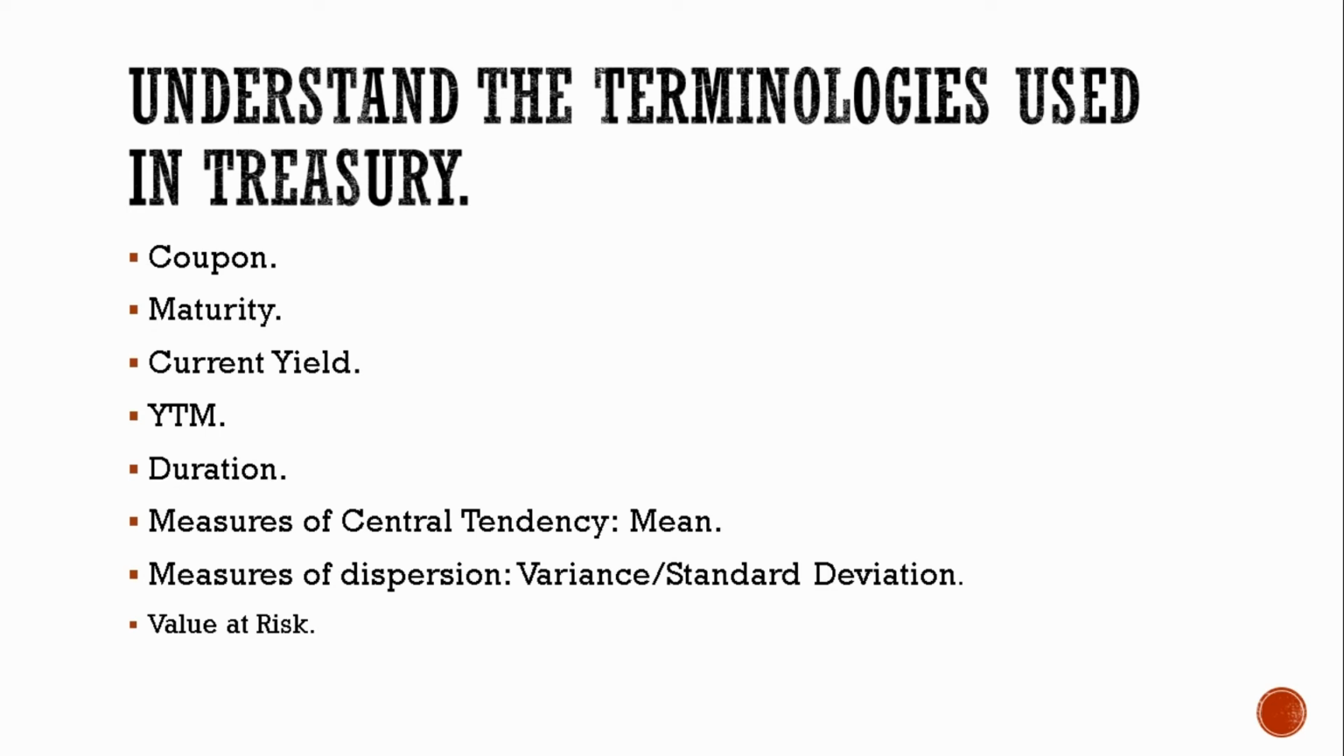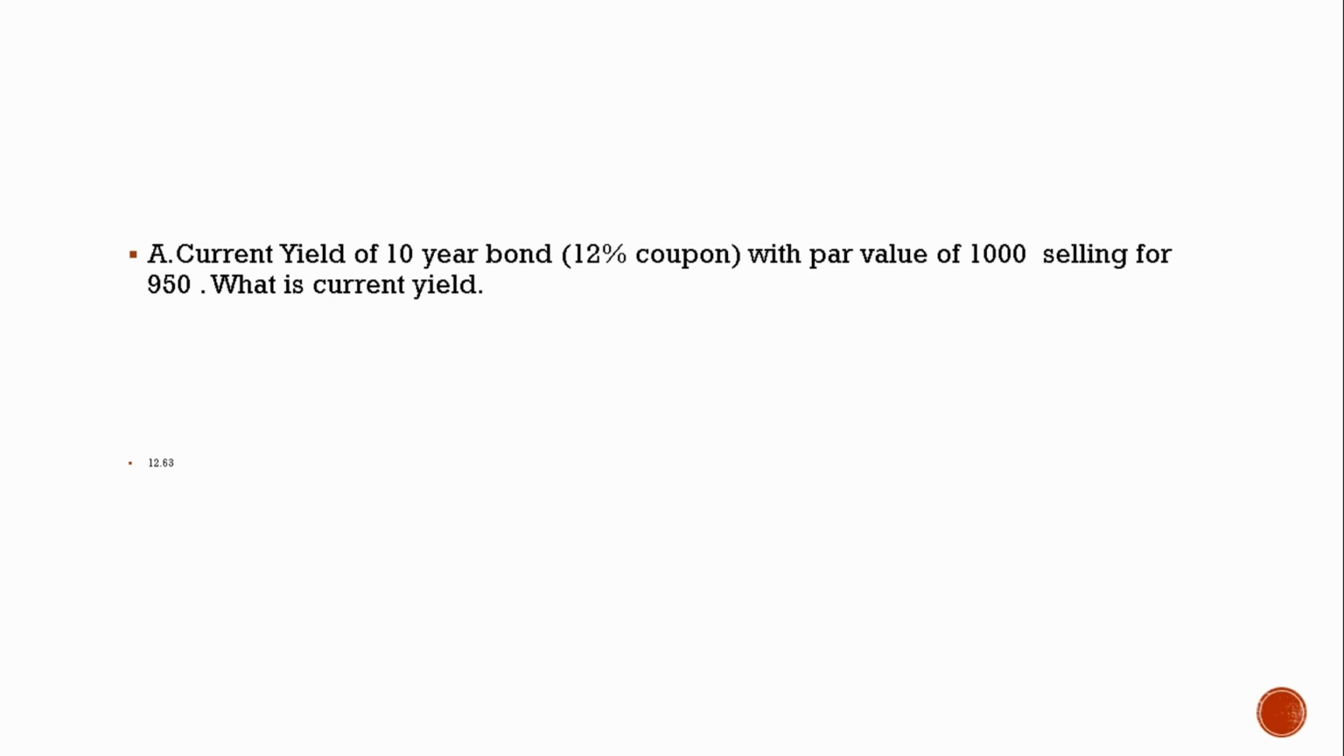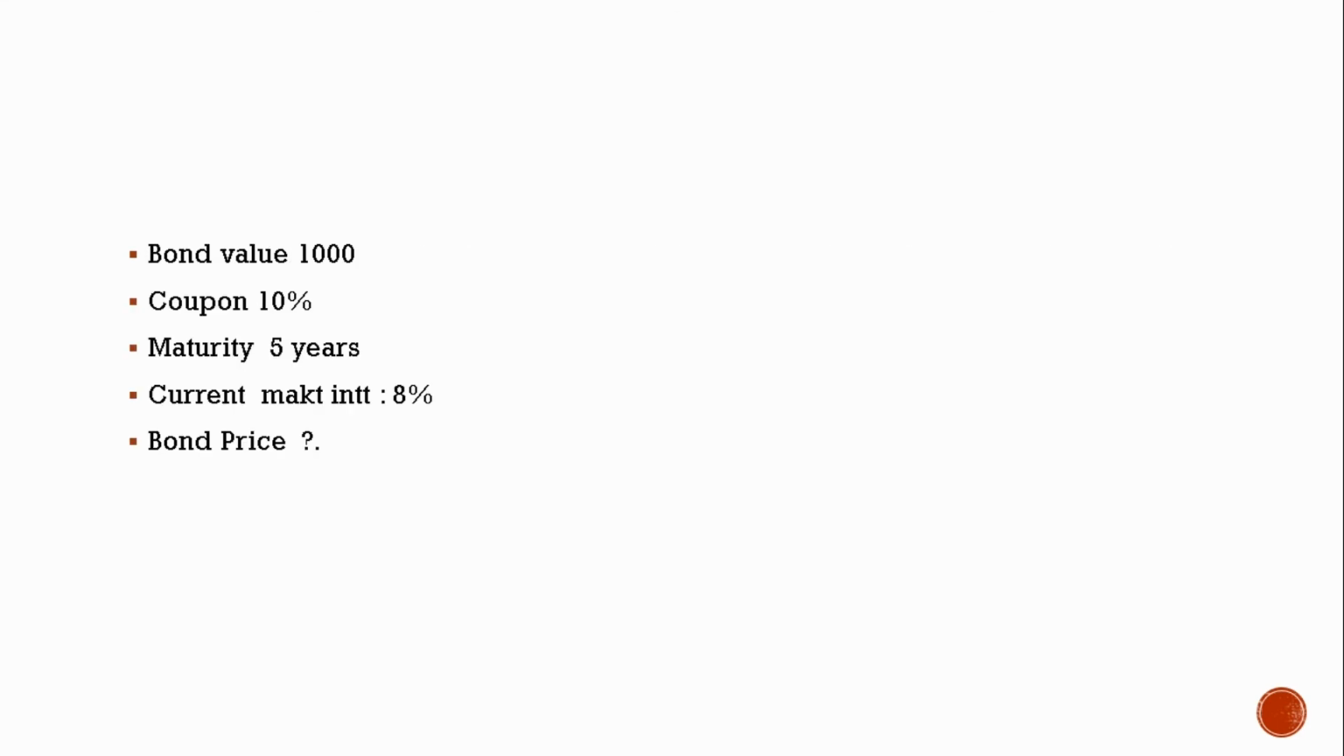Now we need to understand some of the basic terminologies used in the Treasury: coupon, maturity, current yield, yield to maturity, duration, measure of central tendency, measure of dispersion, variance, standard deviation, and value at risk. Now, the current yield of a 12% coupon bond with par value of 1000 selling for 950. What is the current yield? You need to know the formula to calculate this.